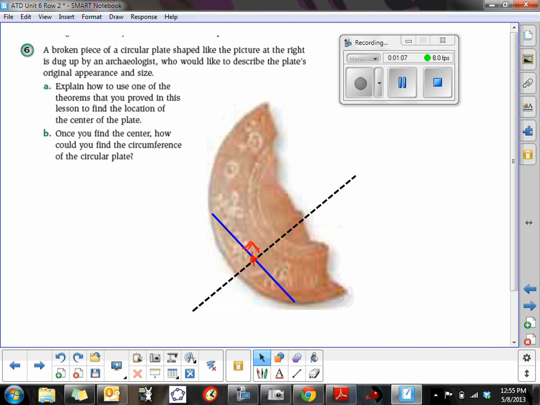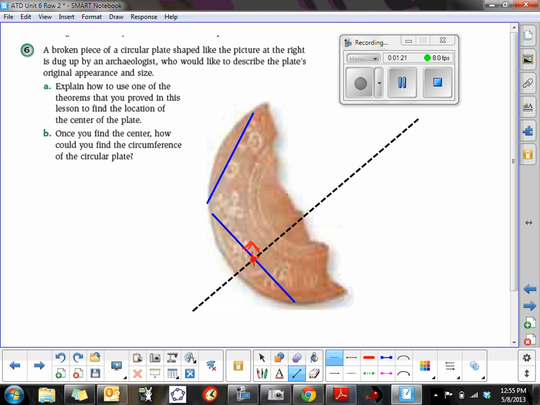So this dashed line that I drew is going through the center somewhere, and I might have to extend that line just to make sure that I have enough room. But one line isn't enough, so we're going to go over and grab another chord, and we're going to draw a chord somewhere. It doesn't matter where, just a chord. Then we're going to find the midpoint of that chord once again.